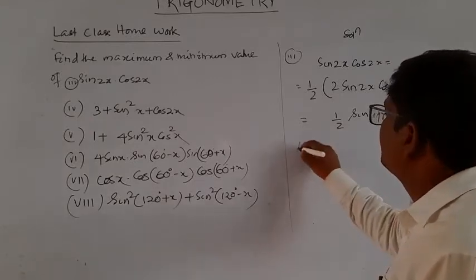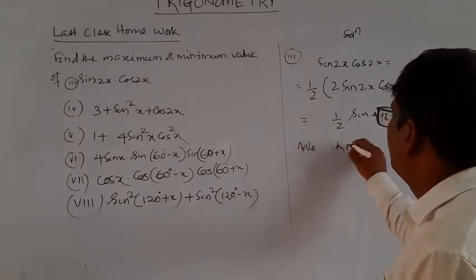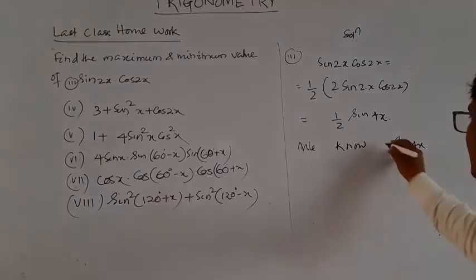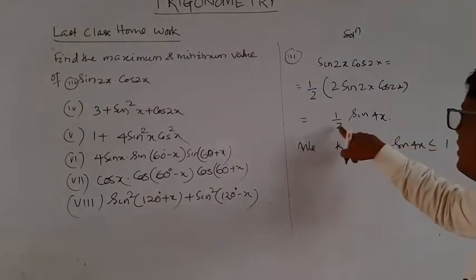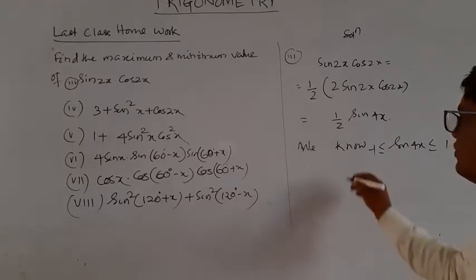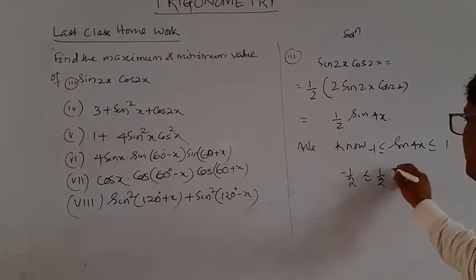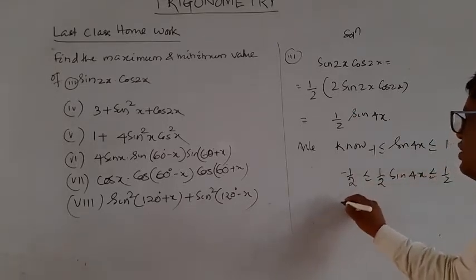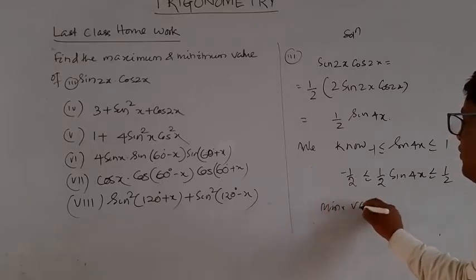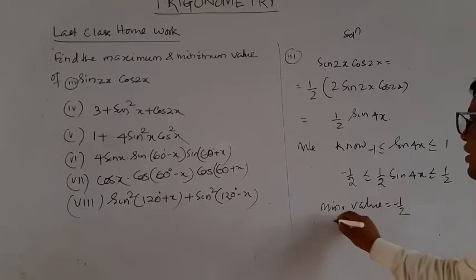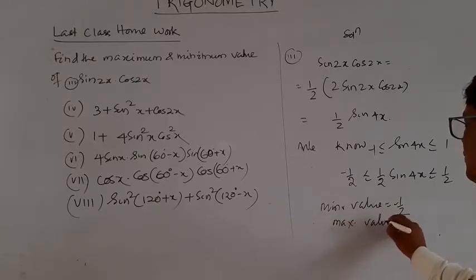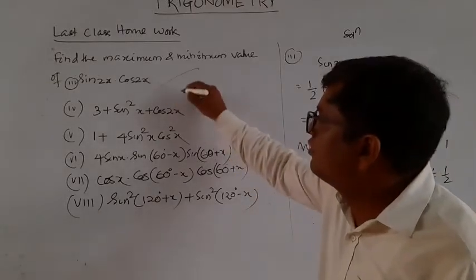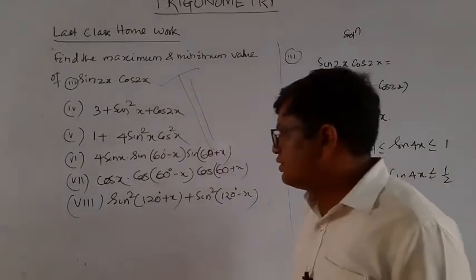So we know sin 4x, or sin 6x, or sin x lies between minus 1 and plus 1. Multiplying by 1 by 2, minus 1 by 2 is less than or equal to 1 by 2 sin 4x, which is less than or equal to 1 by 2. So the minimum value is minus 1 by 2 and the maximum value is 1 by 2. This is question number 3, third bit, that was homework for you.